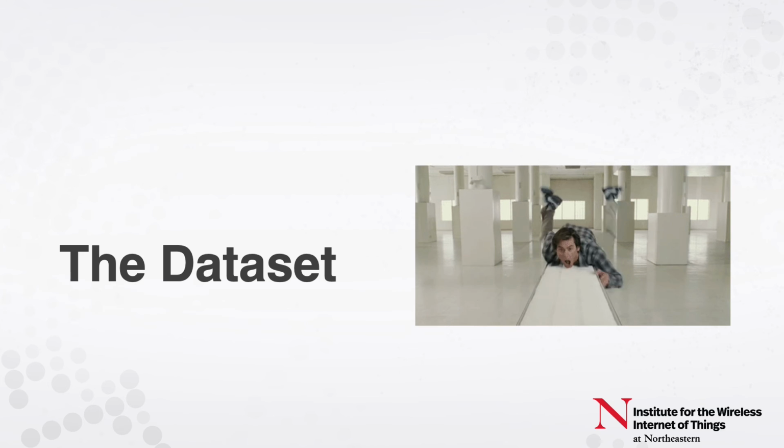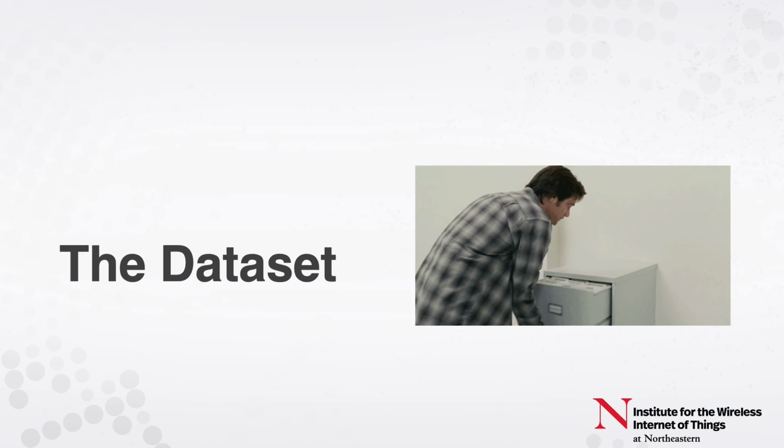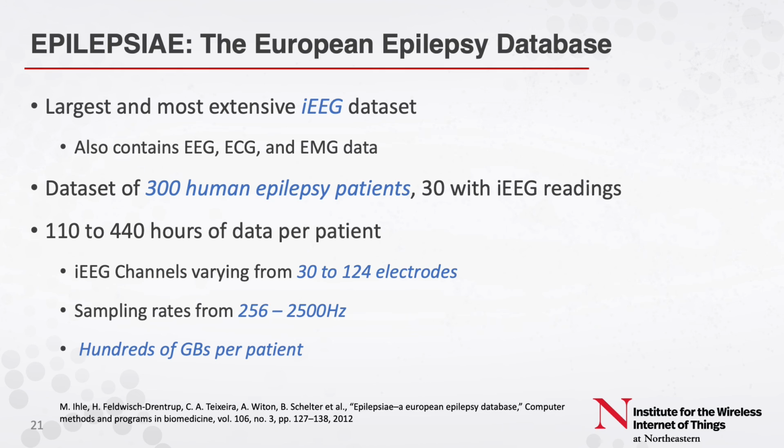So now we will briefly go over the data set that we've used to train AiEEG. AiEEG was trained using the dataset from the European Epilepsy Database. This is the largest and most extensive data set specifically for intracranial EEG data. It does have data from other sensors such as EEG, ECG, and EMG, but it is the largest for intracranial EEG. More specifically, it had 30 patients worth of intracranial EEG data with hundreds of gigabytes per patient.